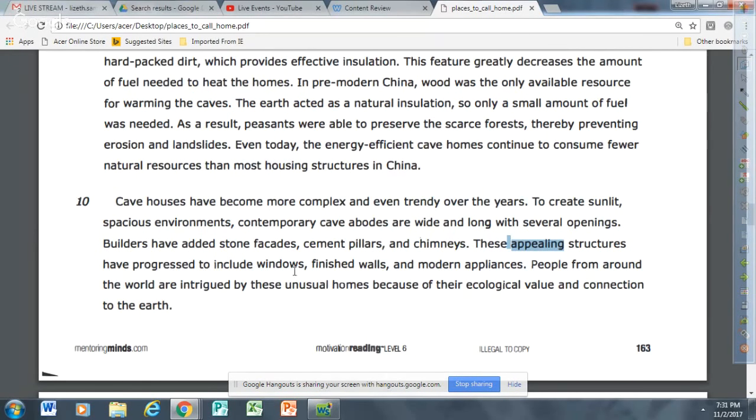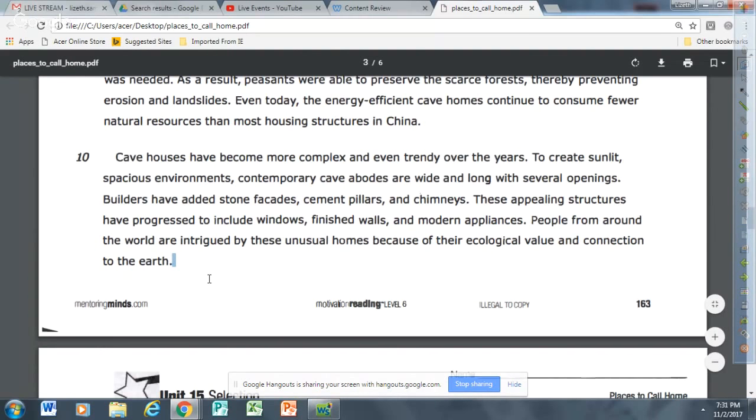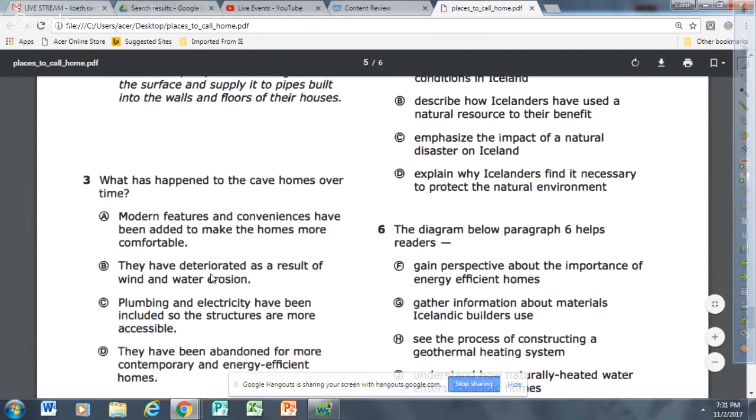Structures have progressed. They include windows, walls, and modern appliances. People from around the world are intrigued. They're interested in these unusual homes because of their ecological value and connection. So based on that, let's see. We've got two choices that we narrowed it down to.